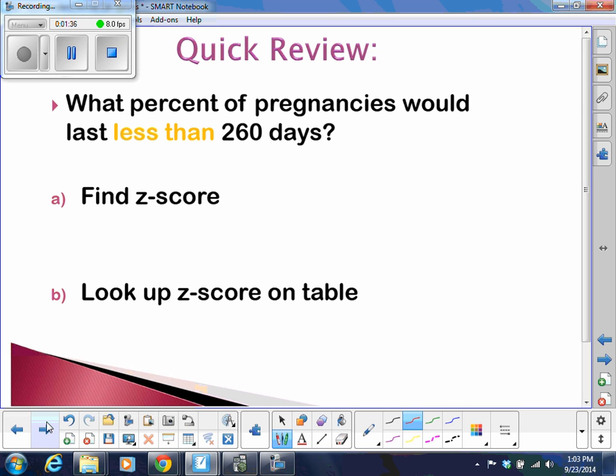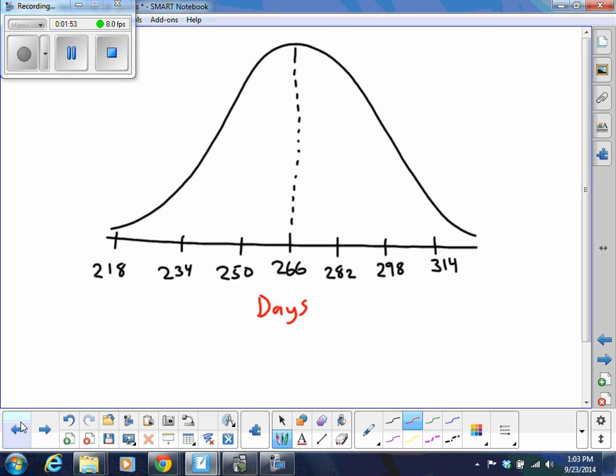Okay, first thing we want to do, this will be a little quick review of what we did the first day. If we wanted to know what percentage of pregnancies would last less than 260 days, what we really need to do is, if you go back to your picture again, 260 days would fall somewhere in this interval, so it's kind of in between. So we can't just add up percentages because we don't know how much of the piece from 250 to 266 do we include.